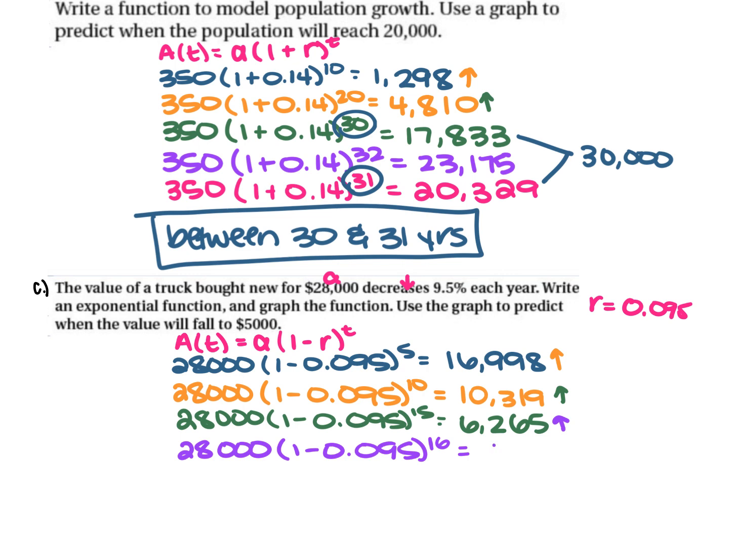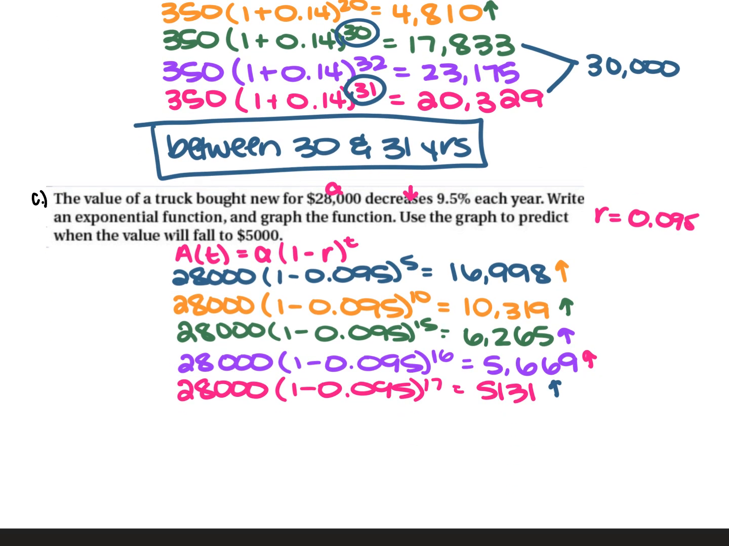So now we're going to try 16. So with the 16, that gives us 5,669. So we still are not at that 5,000 mark, so we're going to go up one more from the 16 and try 17. So that would give us 5,131, which, again, still haven't met the 5,000, so we're going to go up one more year. Try the 18.